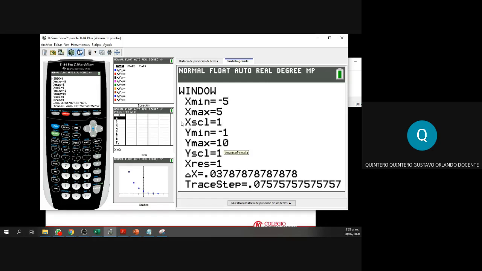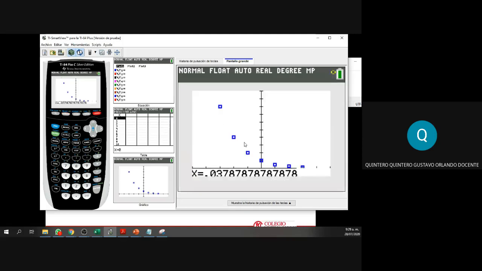Of course, the scale, X scale and Y scale. These are the scales. Las muesquitas, las lineecitas estas son las escalas. I set 1 because I want every line to show a value of 1. And then I press graph. That is my table. Is anybody of you getting a different table or having a difficulty with this or not?